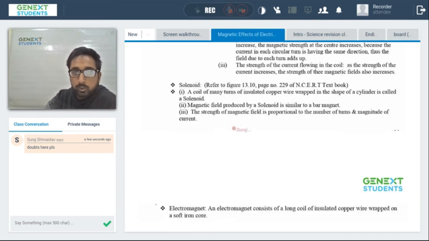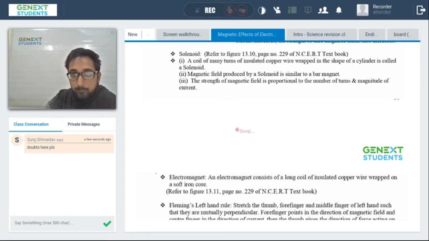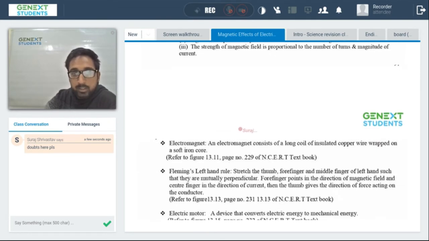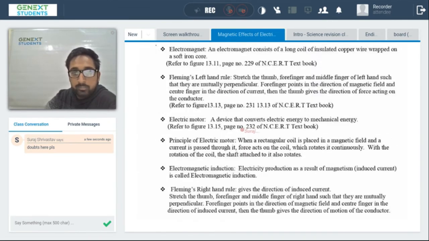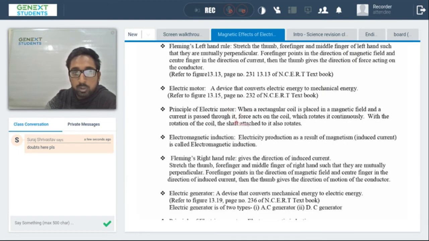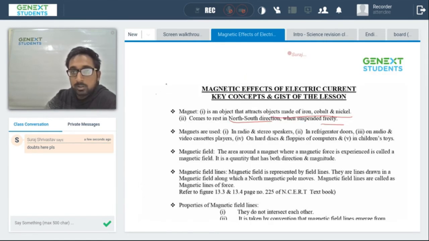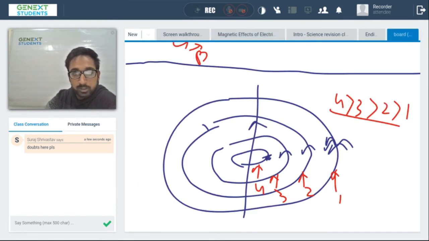Next is solenoid. I just told you what a solenoid is. Then, what is a bar magnet and what is an electromagnet? Fleming's left hand rule, electric motor principle. We will come to the electric motor. Done. Let's come to this point then.